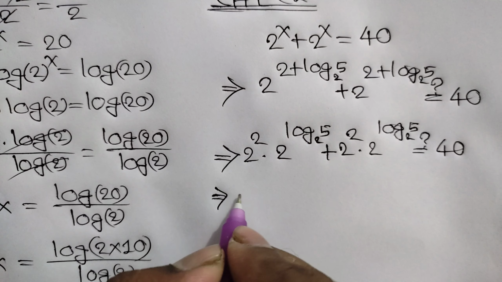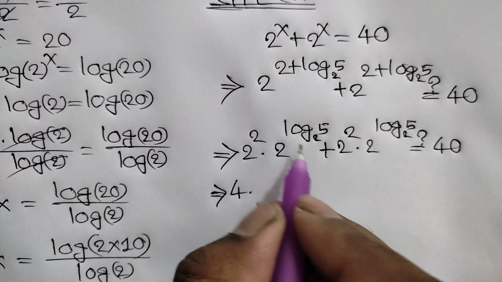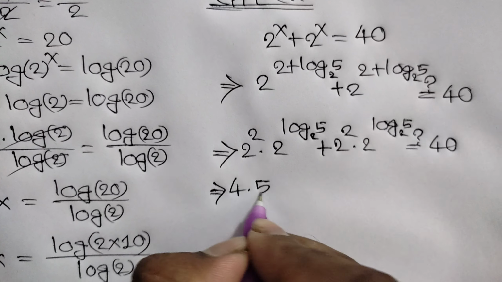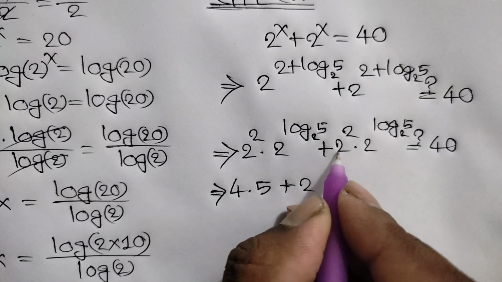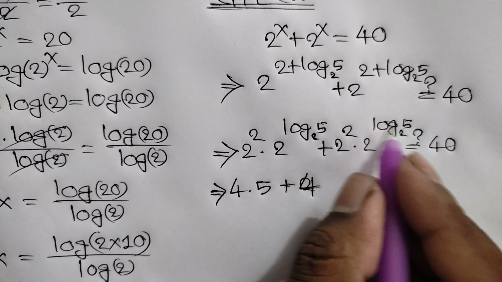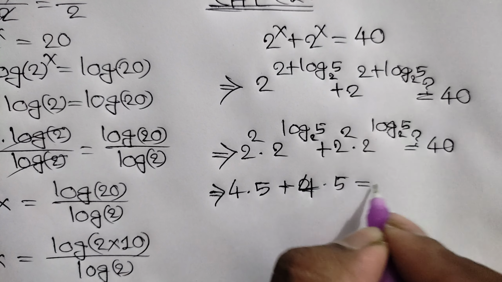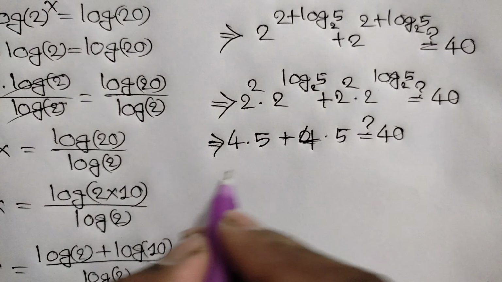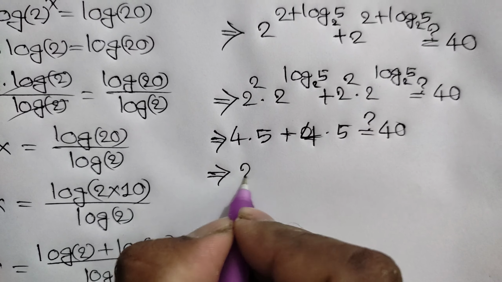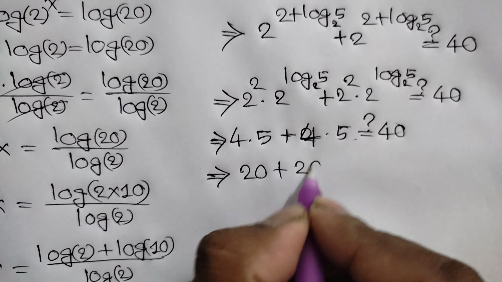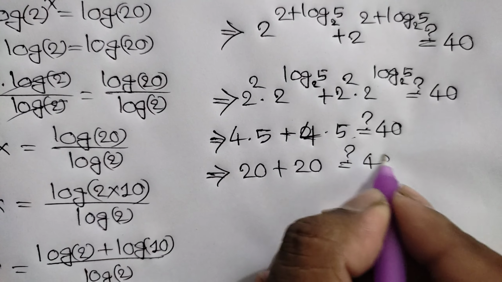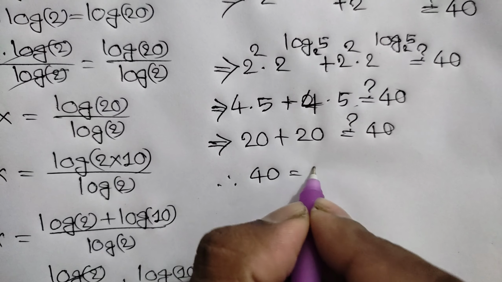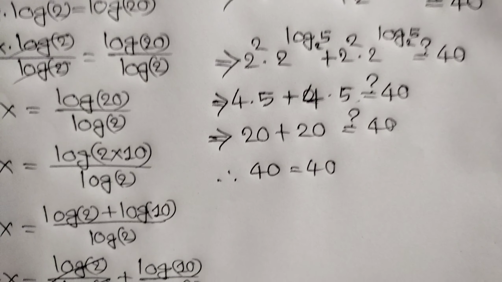We know that 2 to the power 2 is 4, times, here we will get, 2 to the power log of 5 base 2 is 5, so 4 times 5, plus similarly 4 times 5, is it equal to 40? 4 times 5 is 20, plus 4 times 5 is 20. Is it equal to 40? So 20 plus 20 is 40. 40 is equal to 40, so left hand side is equal to right hand side.